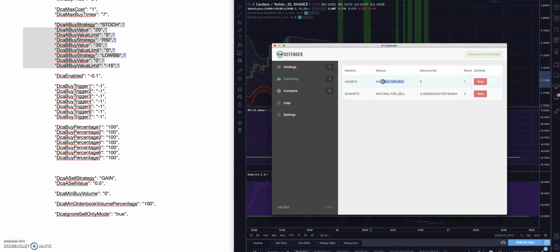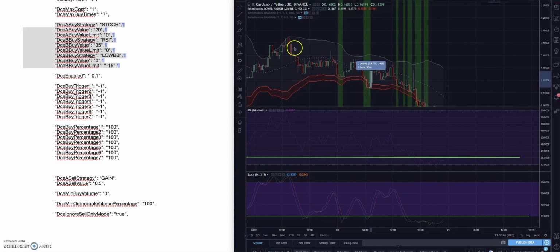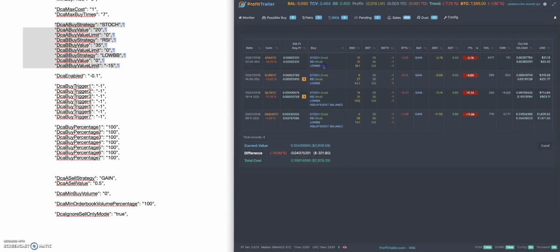And when you're in the waiting for buy stage, it is important to get a good buy, because before I was just buying immediately right here, and then you end up in another bag. And so now we're having very sound buying strategies. On ADA, the stochastic and RSI are true, but the low BB is not true. So we're not going to buy. We're going to wait for a good buy.